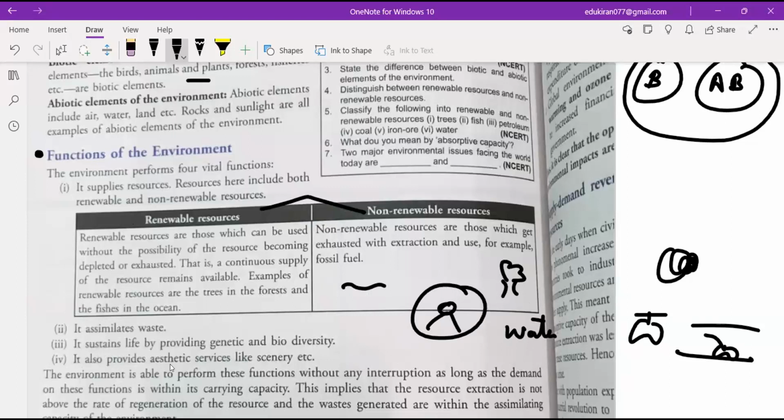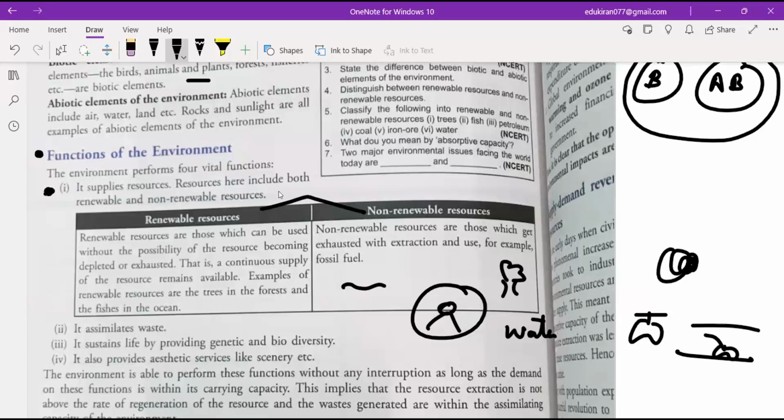Then it also provides aesthetic services like scenery, etc. For example, you visit mountain places, right? You visit the beach. Why? Just to have the view, just to have the scene. So it is only possible because of the environment. So these are basically the four functions.